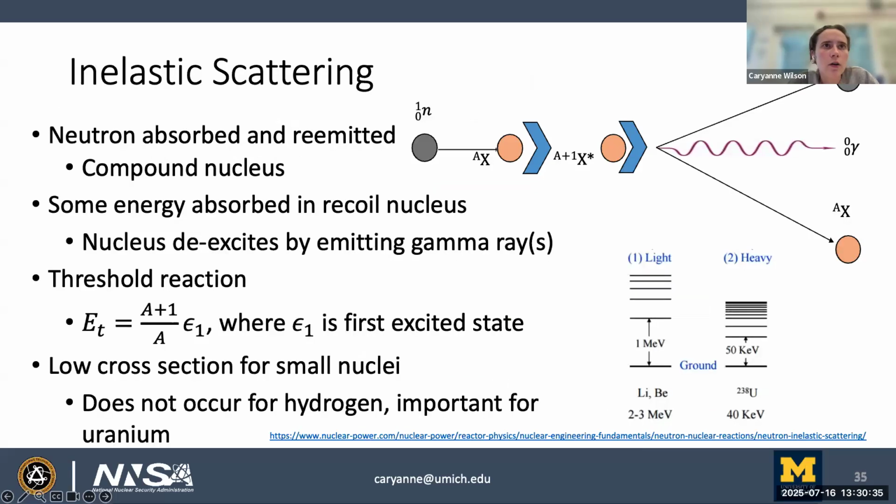And then there's also inelastic scattering. The neutron is absorbed and re-emitted and forms a compound nucleus. Some of the energy will be absorbed in the recoil nucleus, and the nucleus will de-excite by emitting gamma rays. This is a threshold reaction where epsilon 1 is the first excited state. This has a very low cross section for small nuclei, and it doesn't occur for hydrogen, which is a lot of how these scatter detectors work, but it is important for uranium.